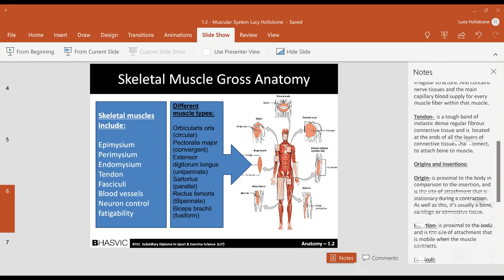There are also tendons, which are tough bands of inelastic, dense, regular fibrous connective tissue, and is located at the ends of all the layers of connective tissues that connect to attach bone to muscle.